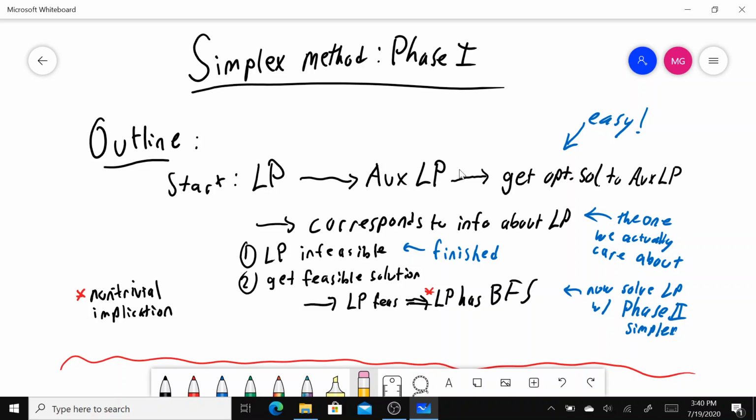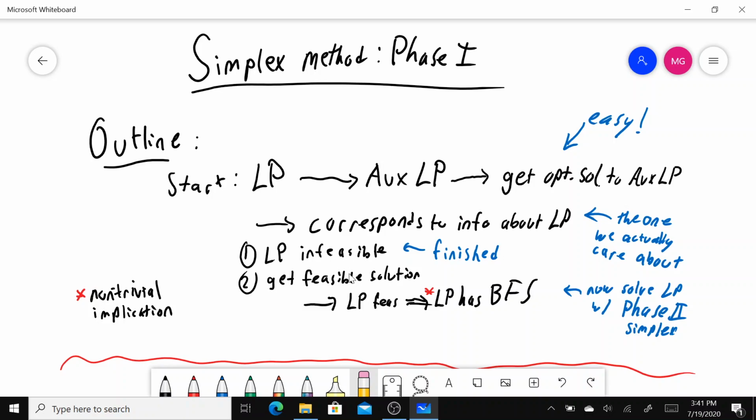It will be optimal by construction. And once you have an optimal solution of this auxiliary, that's going to correspond to information about the original linear program that this auxiliary was derived from. There's two possibilities. Either the information you get from your optimal solution will tell you that the original linear program is infeasible, or it will give you an explicit feasible solution for your original linear program. If you find out that the original is infeasible, then you're just done, because of course there's no optimal solution for the simplex algorithm to find for the original. That's because there are no solutions at all.